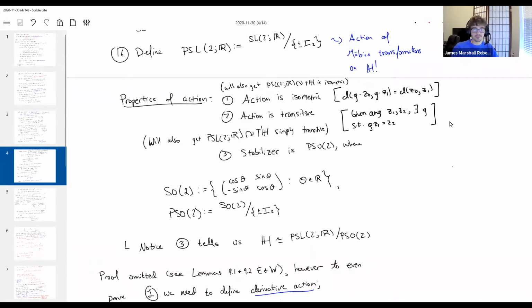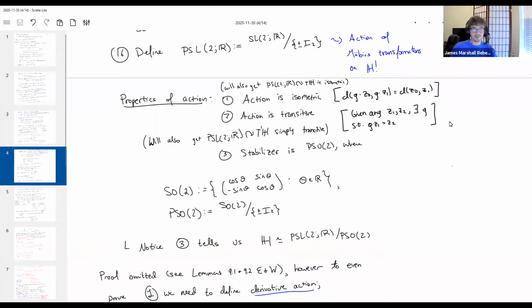And in this proof that I'm not going to do, but is in Einsiedler and Ward, you also get that PSL2R acting on the tangent bundle is isometric, which is a little vague because I didn't tell you how PSL2R acts on the tangent bundle, but we'll get to that in a second. This is required kind of in the proof of showing that the action is an isometry. Another notable fact is that the action is transitive, and also in the proof of this, you get that PSL2R acting on the unit tangent bundle is simply transitive.